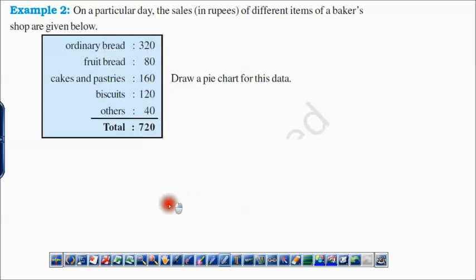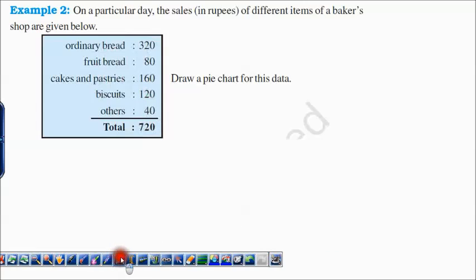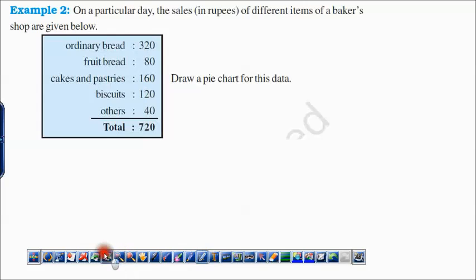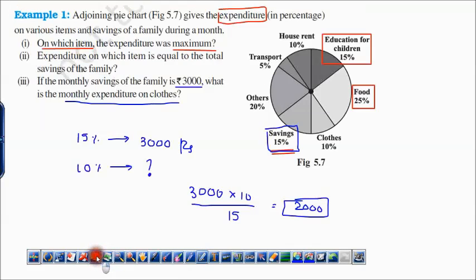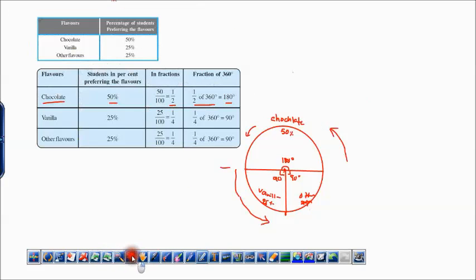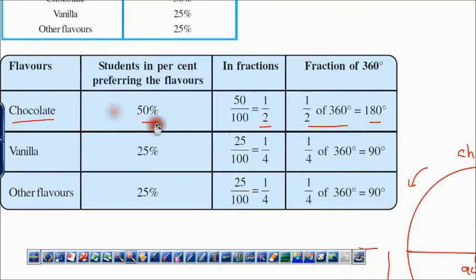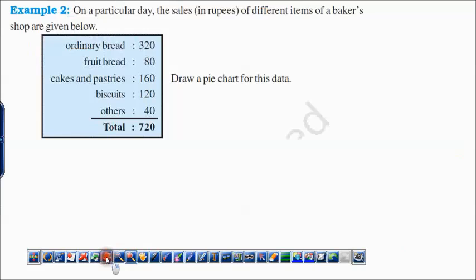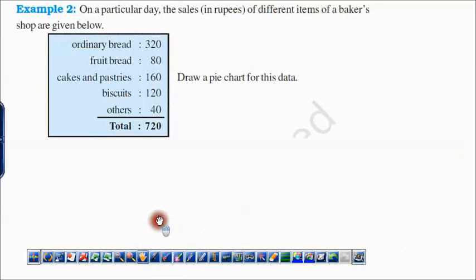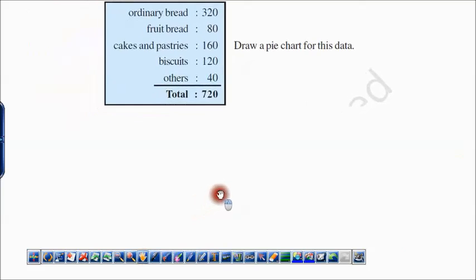नाउ वी डिड वन पाई चार्ट वेयर वी वर कन्वर्टिंग परसेंटेज टू फ्रैक्शन. रिमेंबर दिस टेबल. परसेंटेज को अपॉन 100 करो तो फ्रैक्शन, और फ्रैक्शन को इंटू 360 करो तो डिग्री मिल जाती है. यहाँ पे परसेंटेज दिया ही नहीं है. Therefore, the treatment will be slightly different. See what will happen now.